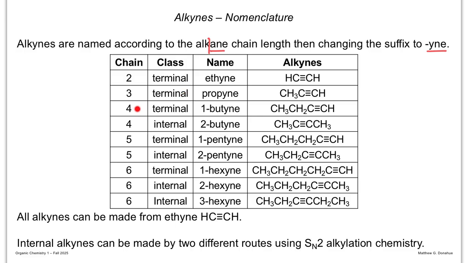When we get up to carbon count 4 or above, now we can have terminal and internal. So here is where the number indicates the start of the triple bond on the longest chain.